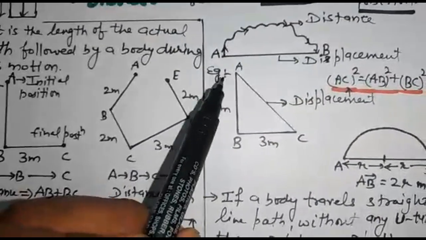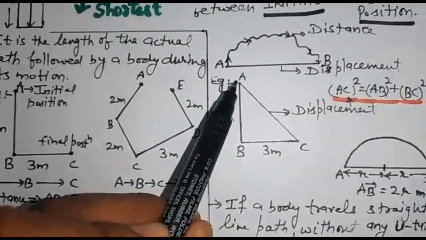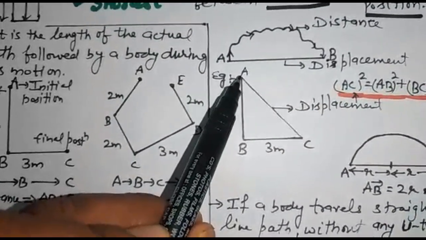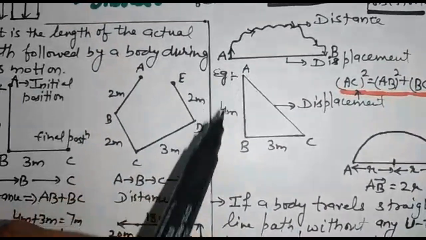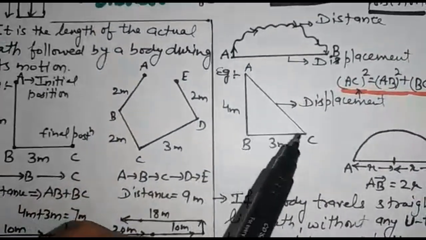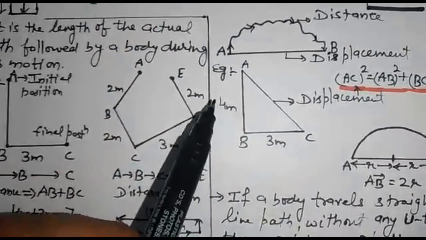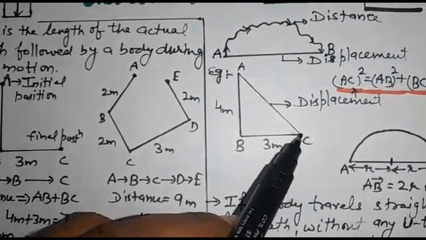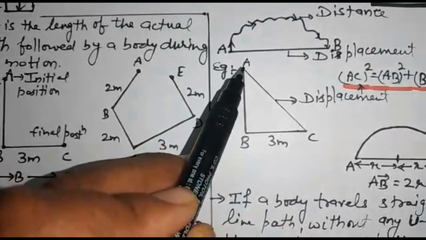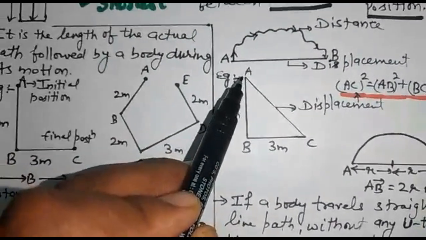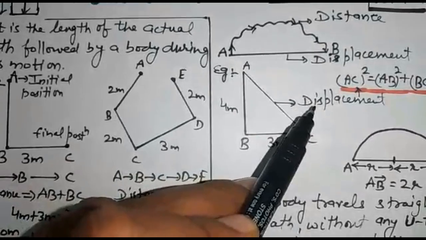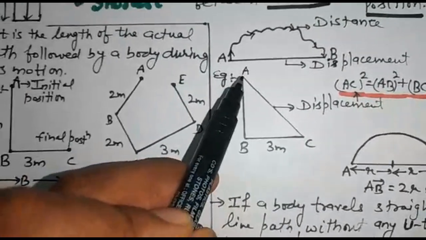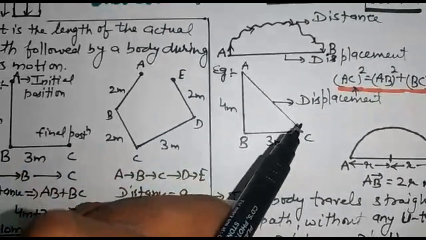Let us take an example of this. Let us consider the body is at position A and it moved towards B and then towards C. So the total distance covered by the body is 7 meter. Now the body is at C. This is the final position and this is the initial position. Now I have to find the displacement of the body. I'll just draw a straight line path between A and C.